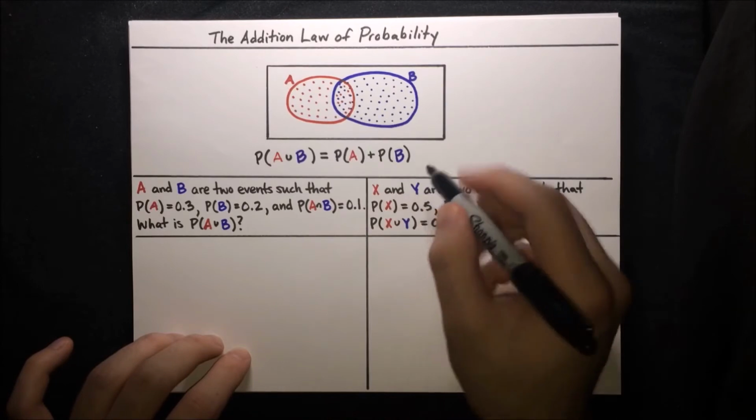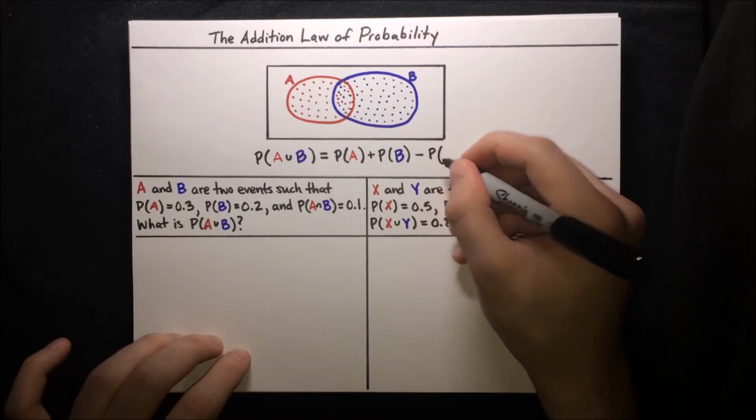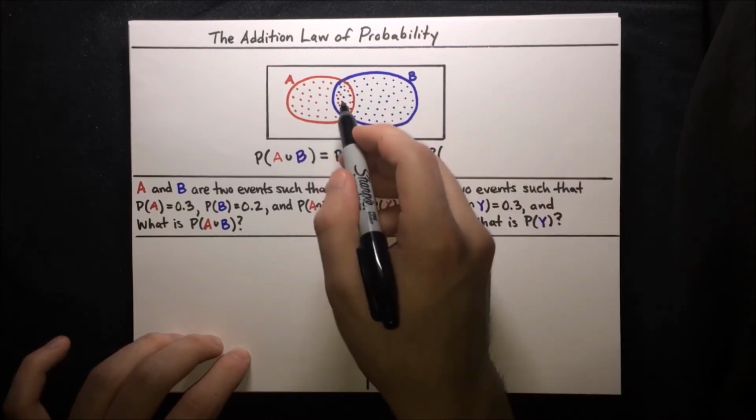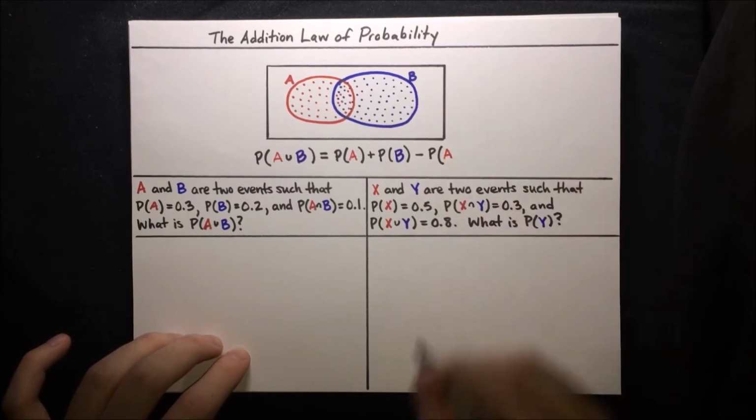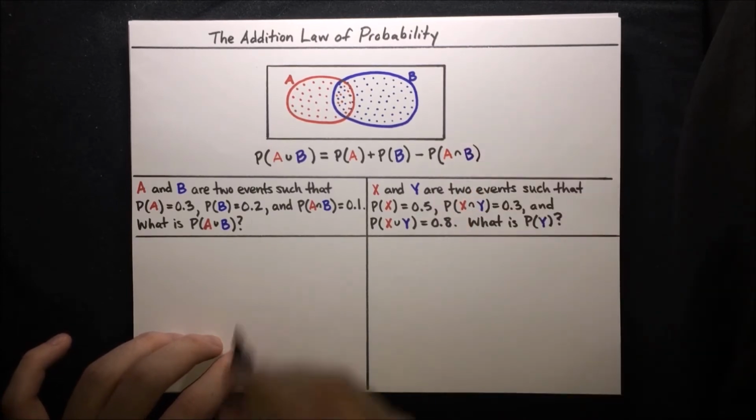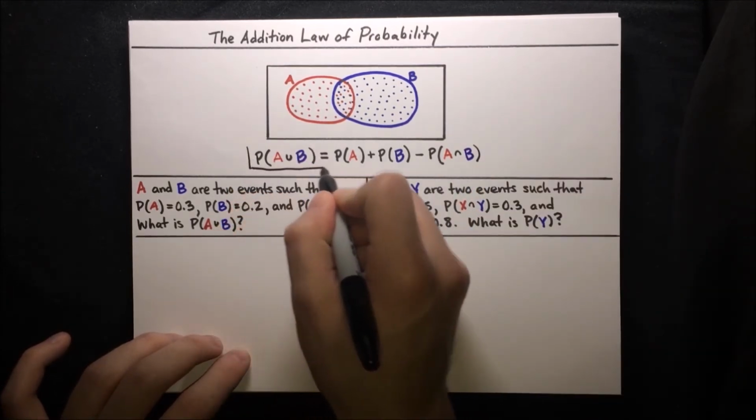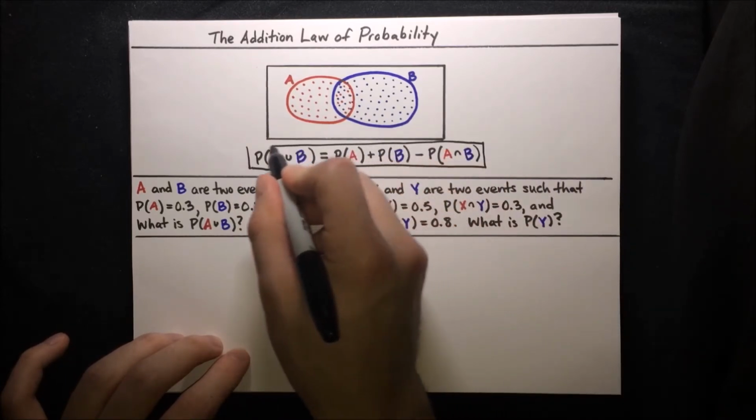So what we can do is subtract off that area. This way it's only counted a single time. So minus the probability of that area there, the overlap, which is the intersection of the two events, A intersect B. So there we go. This is our addition law of probability, and it'll be very useful in completing these problems below.